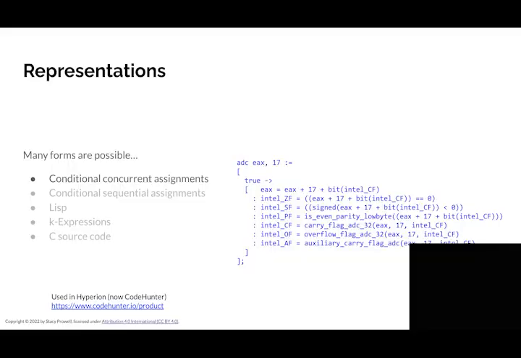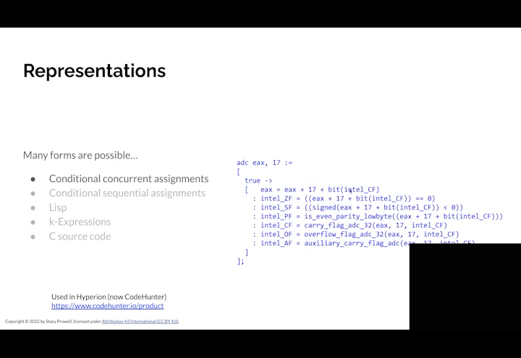Let's talk about representations of semantics. One representation, one I'm very familiar with because we used it in a piece of code we built, is the conditional concurrent assignment. Over here on the right, you see an example of it: add with carry EAX and 17. What's the semantics of that? We have one condition and it's true, so it's always this. We have a whole bunch of things on the right side of the equal sign and some things on the left side. The idea is there's state. The machine has state, and we represent the new state on the left in terms of the old state on the right. And everything happens in one smash.